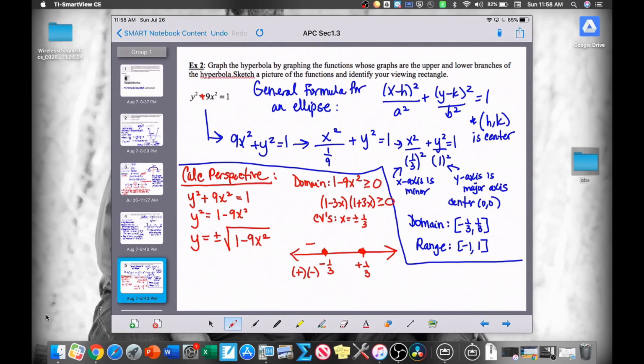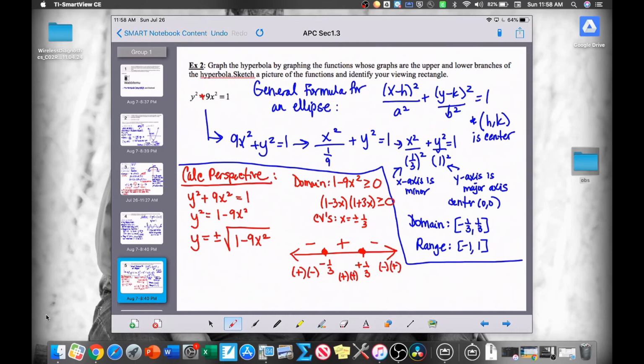If I plug 0 in, which is in between negative 1/3 and positive 1/3, my first factor is going to be positive. My second factor when I plug in 0 is going to be positive, so this region will come out positive. And then when I plug in something bigger than 1/3, like 1, my first factor will be negative and my second factor will be positive, which will result in a negative region.